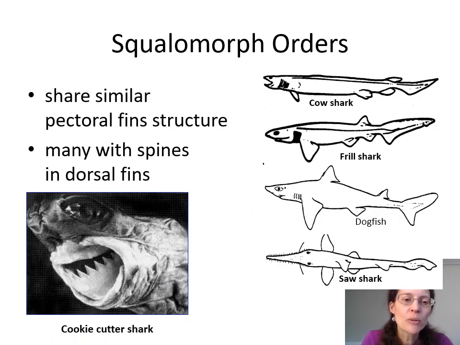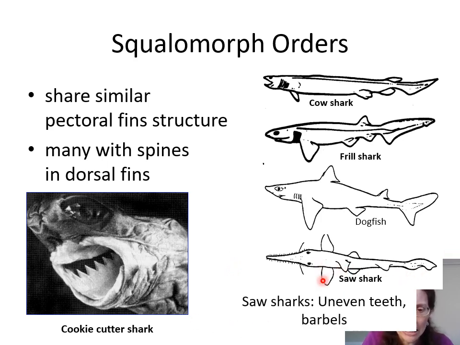Continuing with the squalomorphs, again, we see similar pectoral fin structure within the squalomorph order, as we saw within the galeomorph order. And many of them have spines associated with their dorsal fins. We mentioned it with the spiny dogfish. We see those on that. You can see here there's our saw shark again with those uneven teeth and the barbels so that we know who he is.